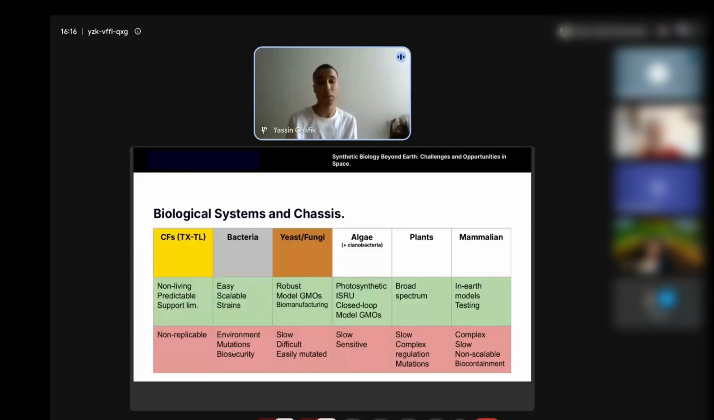And the good thing about yeast and fungi is that they help us a lot in biomanufacturing, which is the main issue that we have in space, because when you're working in situ resource utilization, which is an application of space synthetic biology, which is mainly using the things that we have in space to give them a second use so we can survive on Earth, in space.